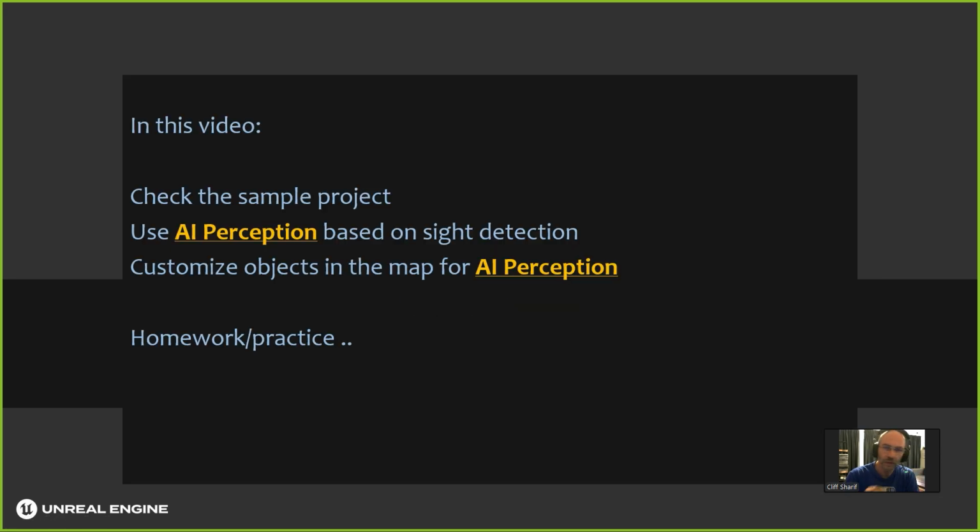In this video, I will check the sample project first. I will demonstrate how to use AI perception based on sight detection, and I will show you how to customize objects in the map for AI perception. At the end, I will point out a homework, or let's say practice, just to make it more practical.